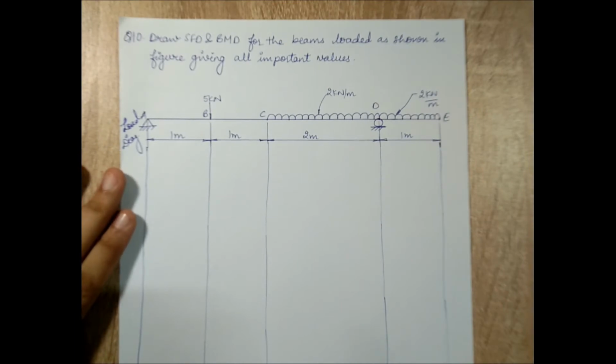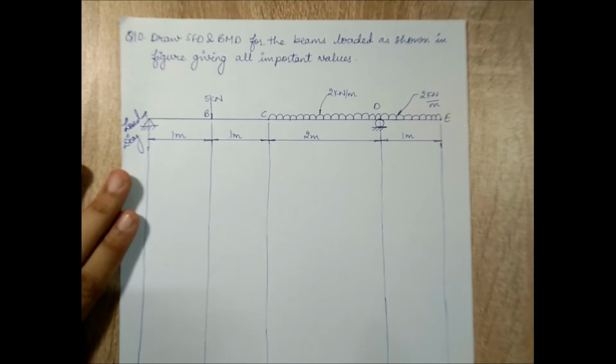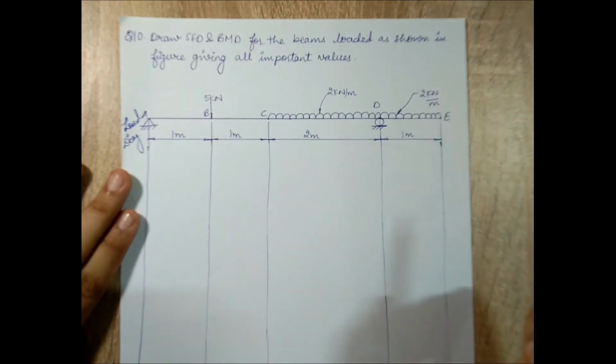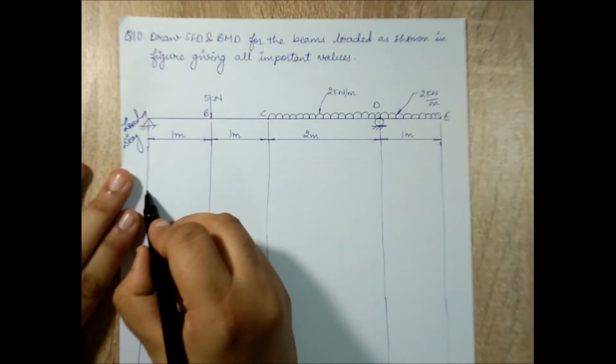The next session of strength of materials. I am solving question 10 for SF and BM. Draw SFD and BMD for the beams loaded as shown in the figure, giving all the important points. A, B, C, D and E are the important points. So I'll start drawing the FBD.